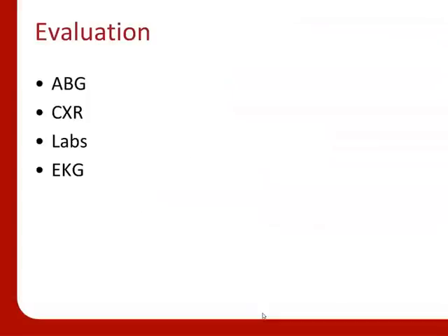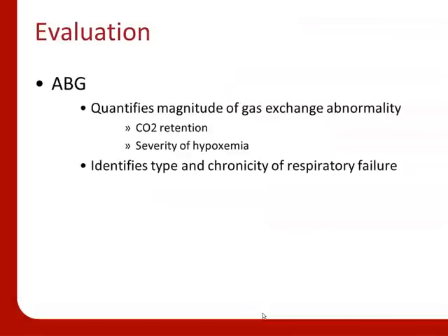So the evaluation of somebody who's in respiratory distress usually begins with a blood gas, a chest X-ray, some basic labs, and an EKG. The blood gas helps you assess the severity of the gas exchange abnormalities. How hypoxic are they, and are they having hypercarbic issues as well? And it can help you with the chronicity of the respiratory failure based on their pH and their acid-base status. And also it can give you an opportunity to calculate the A-a gradients and help differentiate between the various causes of hypoxemia and hypercarbia.